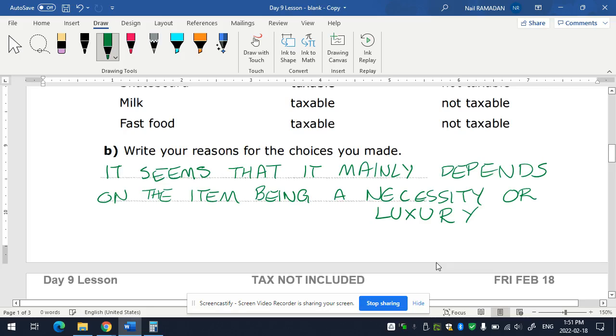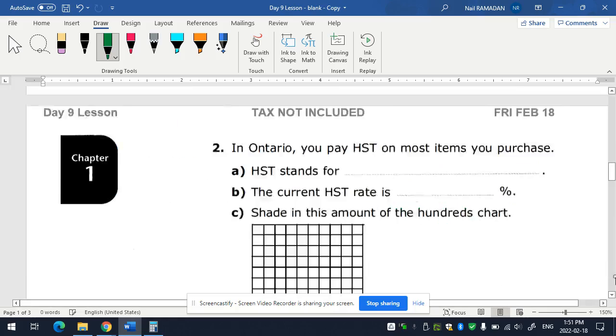All right. Okay. Good. We're done the first page. Second page, everyone. Okay, everyone, second page. All right.